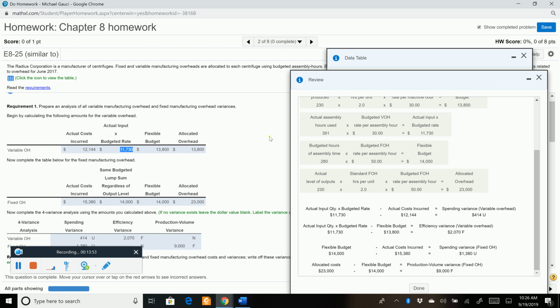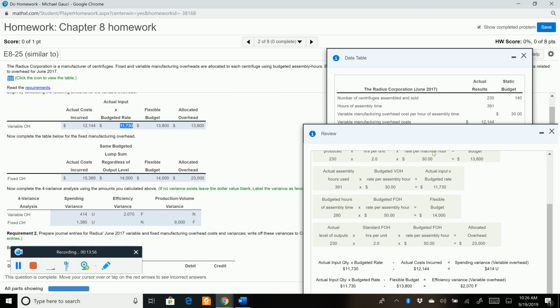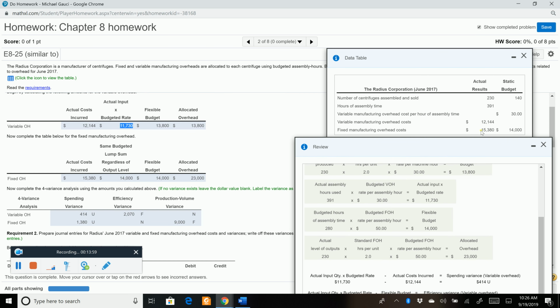Okay, now let's move on to the fixed overhead. For the fixed overhead, you can see the actual results. The author gave that number to us, 15,380. So let's put that in column 1. There is no middle column here per se because the flex budget is basically the same as the static budget. There's no such thing as flexing fixed overhead. For fixed overhead, the budget is the budget is the budget. There's no such thing as flexing to the actual level of activity. That kind of goes against the grain of what a fixed expense is overall.